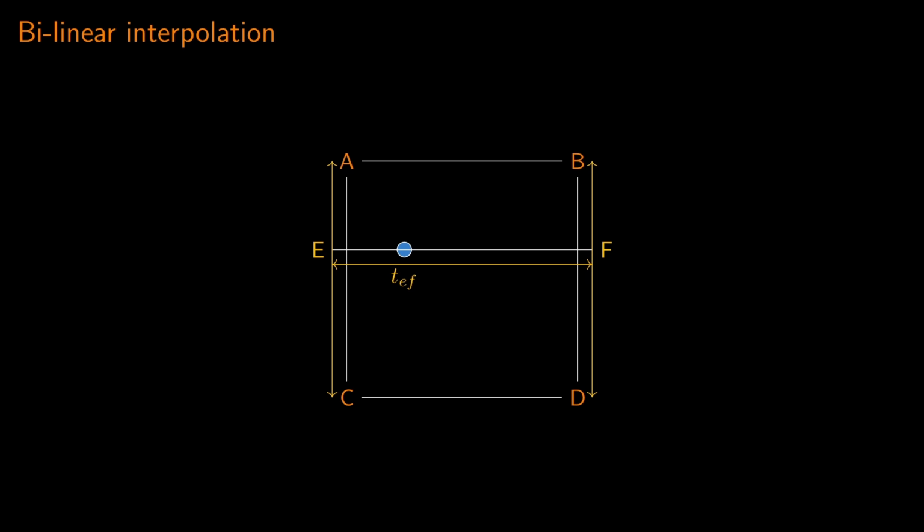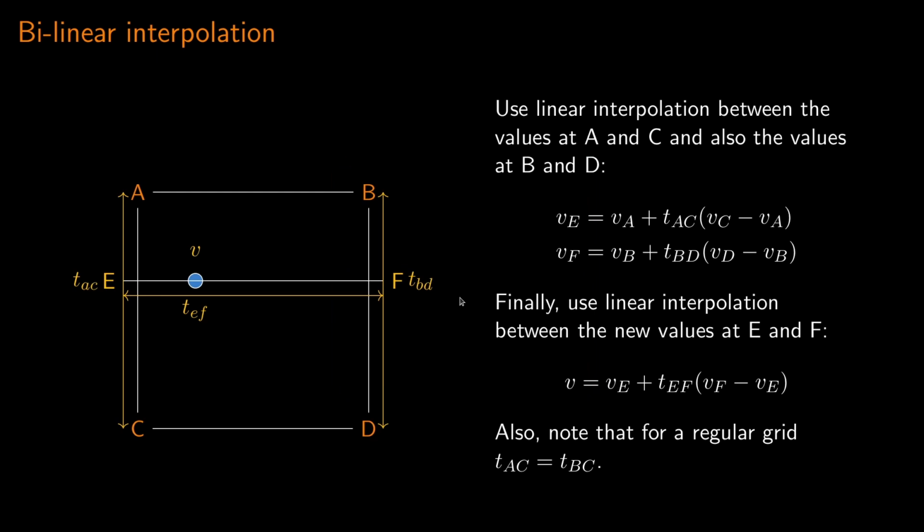Okay, so what we then do is we can then construct another line between E and F, and we have another value of t that would vary from 0 at E to 1 at F, and is t_EF, representing then the horizontal location of the point that we want to obtain the value at. And we can use linear interpolation then between the values at A and C and also the values at B and D. So this is the standard equation for linear interpolation. So we get the value at E, V_E, is equal to the value at A plus t_AC multiplied by the difference between the value at C and the value at A. That is the standard equation for linear interpolation.